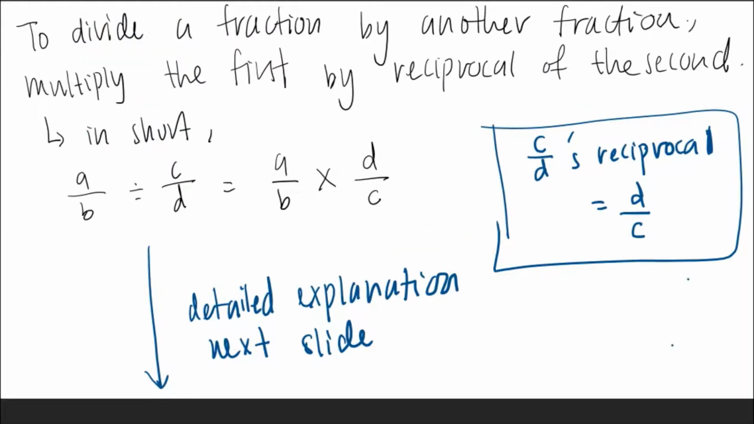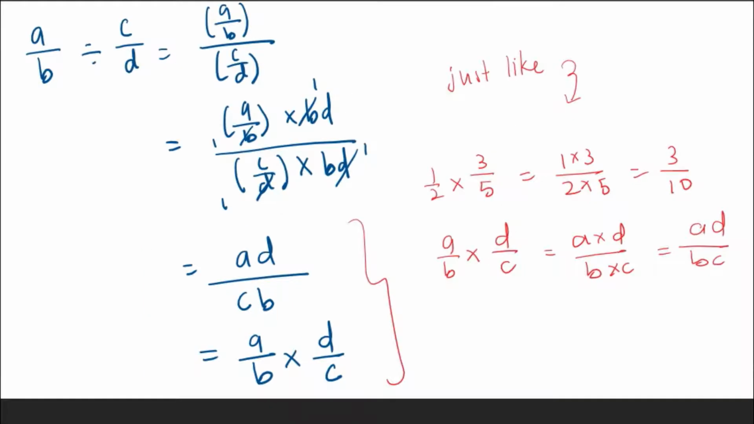To divide a fraction by another fraction, you multiply the first fraction by the reciprocal of the second fraction. So in short, a over b divided by c over d equals a over b times d over c, since c over d's reciprocal is d over c. This is the detailed explanation. You can pause to read it through.